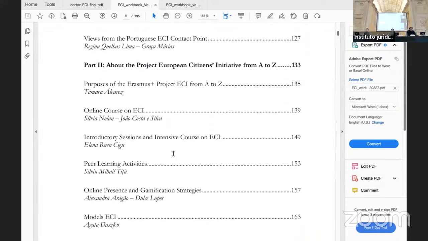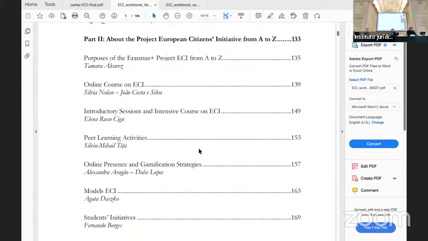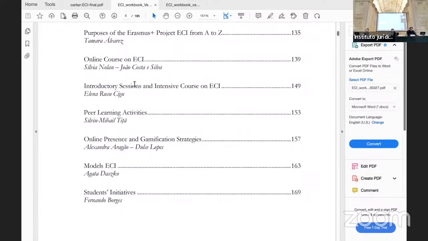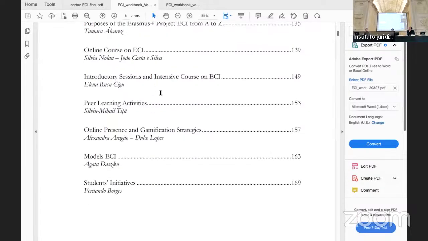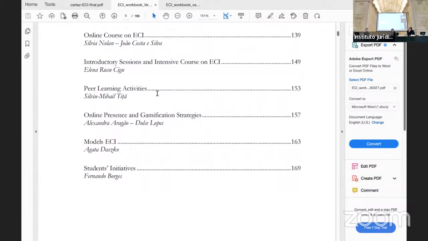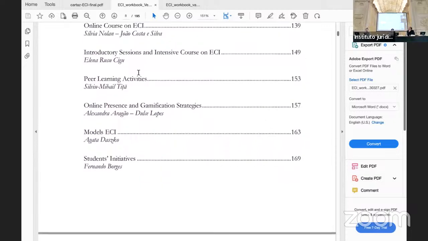The second part is about the project itself. You heard today about what we did in these 4 universities. So we wanted to outline a little bit and show also the development and result of that. That's why we explained the purposes of the project. We explained the online course that we created and ran for these 2 years, but it's also important to say it will be open for you for the next 5 years. So everyone who is interested in learning more about the ECI will be able to join the online course offered by the University of Coimbra on the Moodle platform.